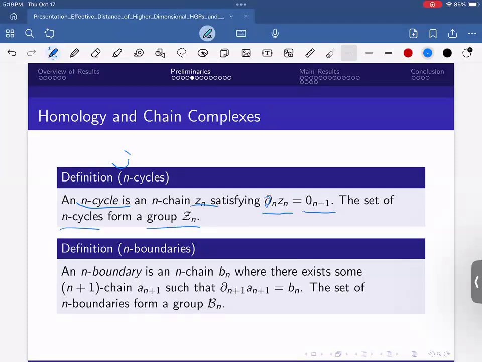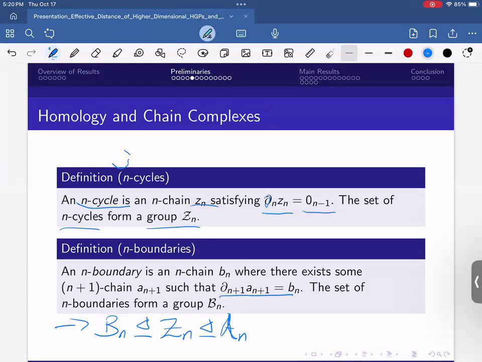And then an N boundary is an N chain Bn, where there exists some N plus 1 chain An plus 1 such that Bn is its boundary. So what it's saying is that an N boundary is the boundary of some N plus 1 chain. That's all. To make it more explicit, Bn is a normal subgroup, in fact, because we are in F2 over here, so everything commutes. So Bn is a normal subgroup of Zn, and Zn is a normal subgroup of An.